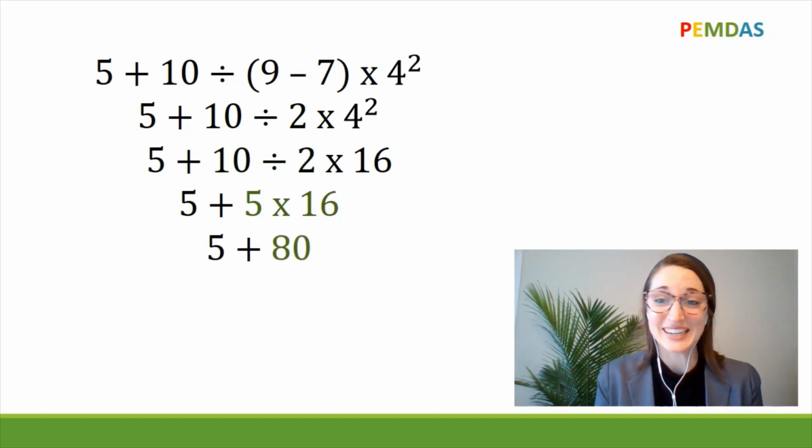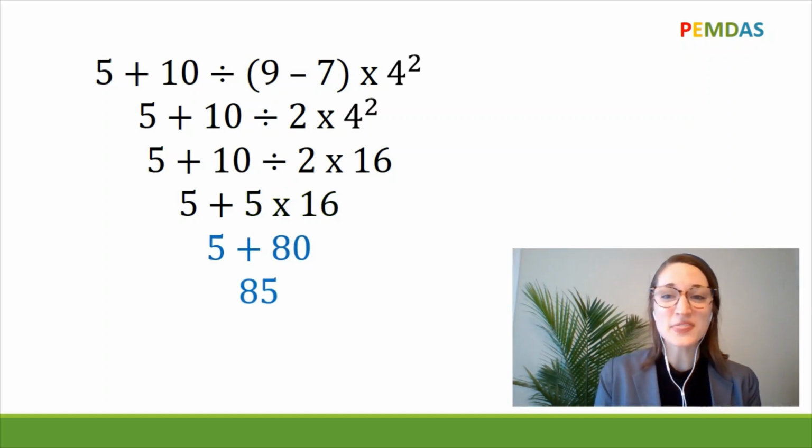We're almost done. Now we have 5 plus 5 times 16. Remember, we have to finish all the multiplication and division before we can move on. 5 times 16 is 80. So let's rewrite our problem. Now we just have 5 plus 80.